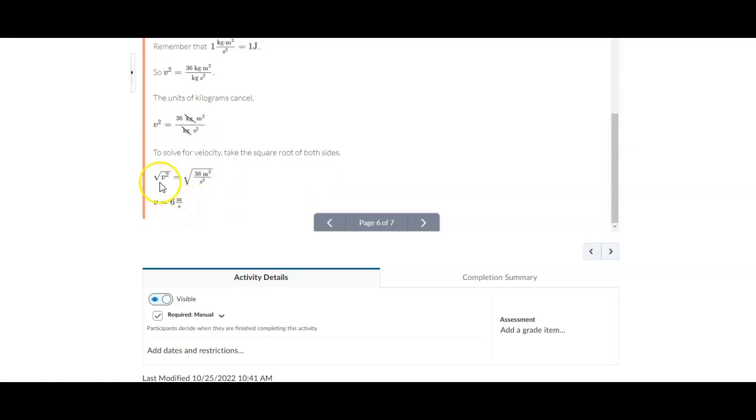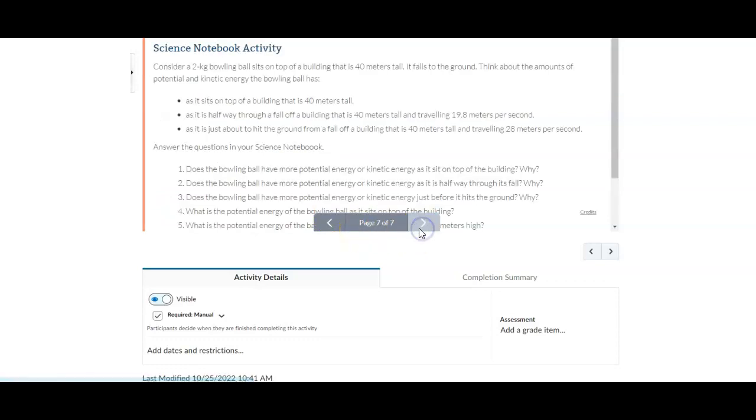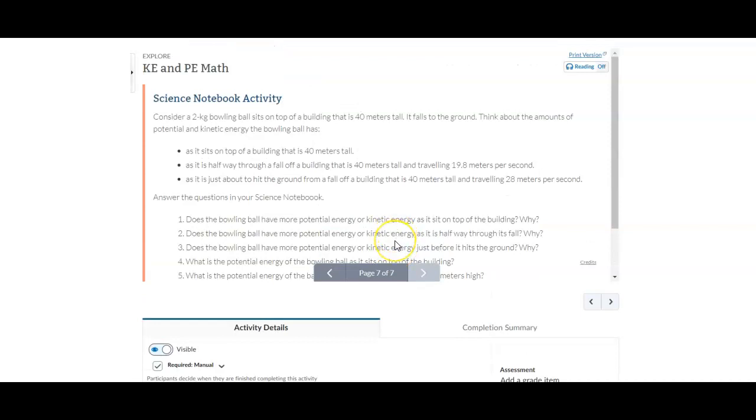You've got to take the square root here. So you can see that you're taking the square root on both sides, 36, and that gives you 6 meters per second. All right, so you're taking out this squared and squared, so it's just single by itself, the square root, and you have a velocity of 6. So I know that one's a little bit more confusing. And then here's your notebook activity.